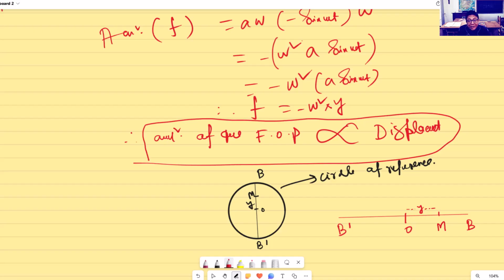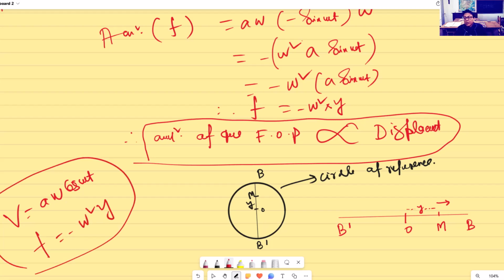So the particle is going away from it. What is the direction of motion of the particle? This way. With what velocity? That we have seen, V equal to A omega cos omega t, and F is what? Minus omega square Y. So don't you think that if the particle goes this way, the acceleration on the particle is directed towards the mean position, I mean towards the center of the circle.